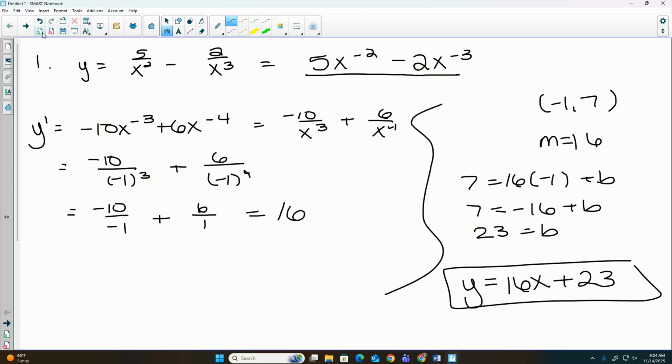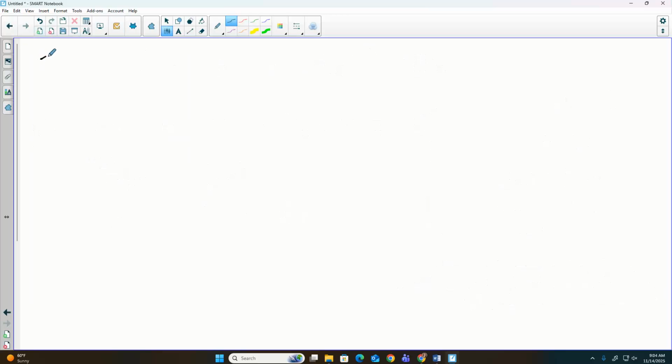Number 2. There are different ways you can write it. You just have to have an equivalent answer at the end. We can't rewrite this without a denominator because no matter what, I have x squared over e to the x. I can't simplify that. So I'm going to have to do my quotient rule here.